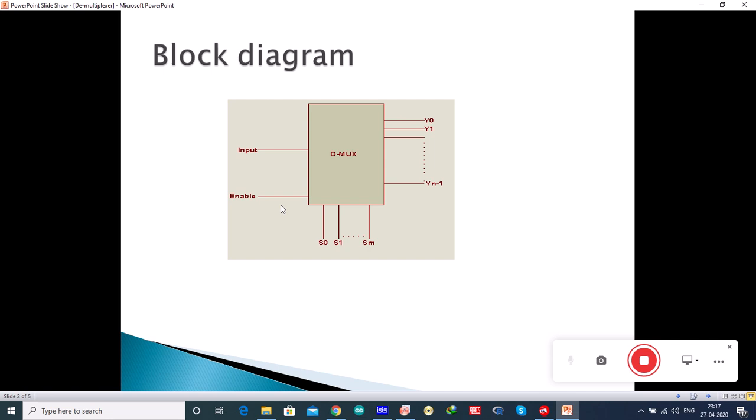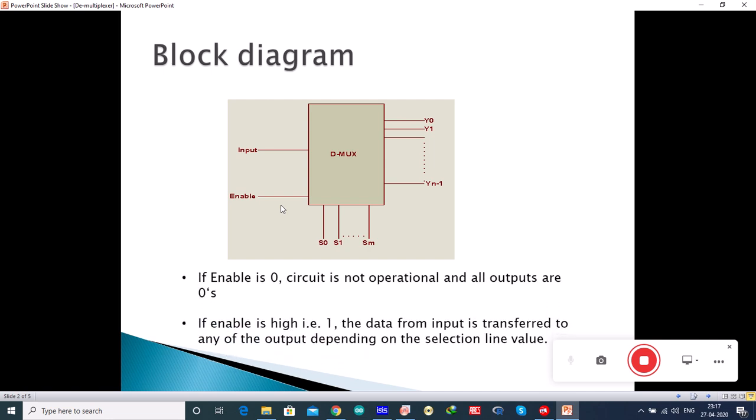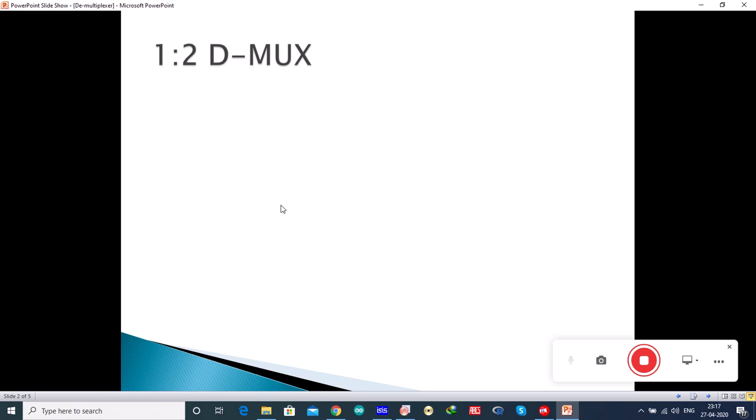For example, when enable is 1 and select inputs are 0, 0, 1, that is the value is 1, the input is transferred to y1. And suppose if we want output at y5, select inputs must be made 101 because the value of 101 is 5. Now let us design a 1 to 2 demultiplexer.